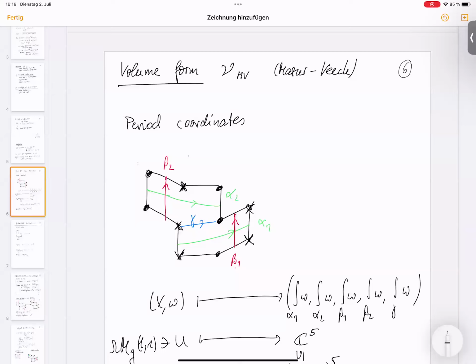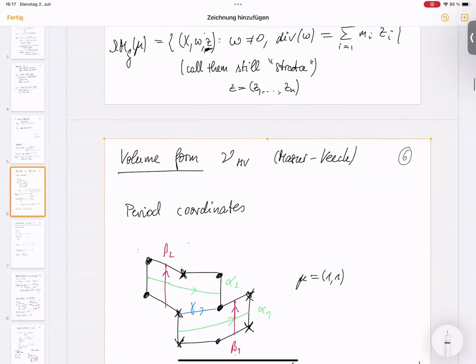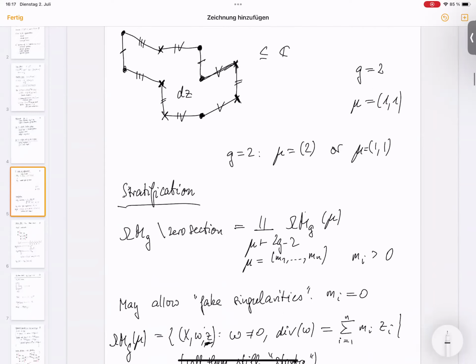So I've been drawing, well, approximately the same surface in the stratum mu equals (1, 1) from the previous page again. And I've been drawing you a bunch of closed curves. No, I shouldn't have said that. Most of them are closed, not all of them are closed. The green ones and the red ones are closed. Alpha 1, alpha 2, beta 1, and beta 2 are closed curves. They don't look that closed. Let me get back so that I get the numbers right.